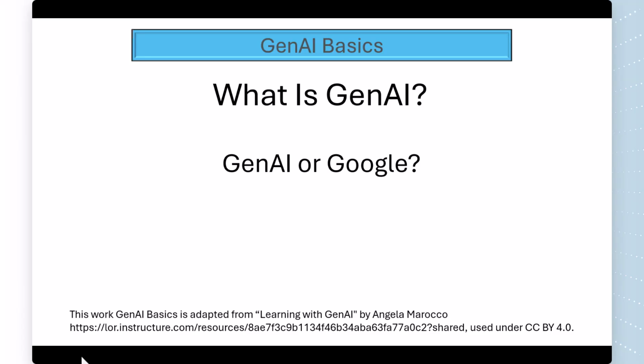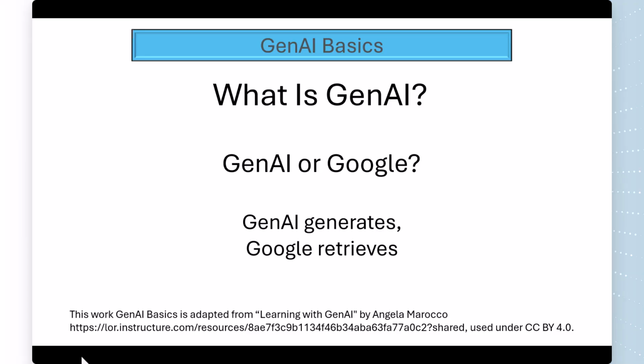Here is where the big difference becomes apparent. GenAI generates content by synthesizing information into something new, while search engines like Google retrieve links. Recap: GenAI generates, search engines retrieve.